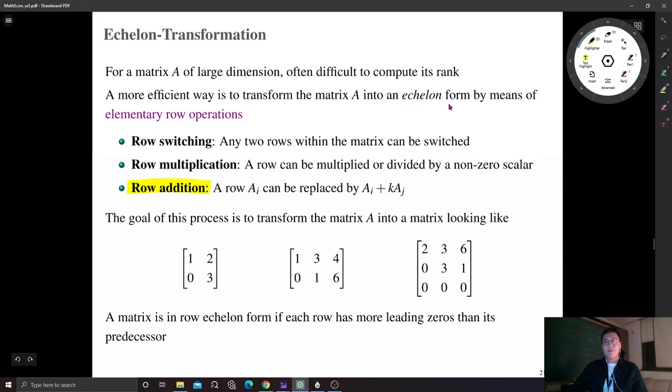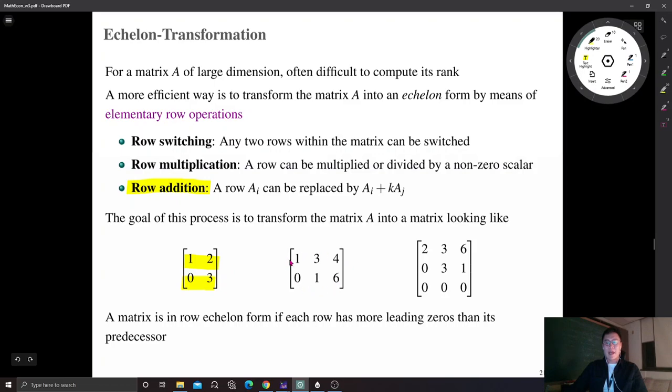By the way, echelon form means a matrix is in row echelon form if each row has more leading zeros than its predecessor. The first row's leading entry is 1, and the second entry is 2. On the other hand, the second row vector 0, 3 has a 0 in the front, so it has 1 leading 0. That is an echelon form.